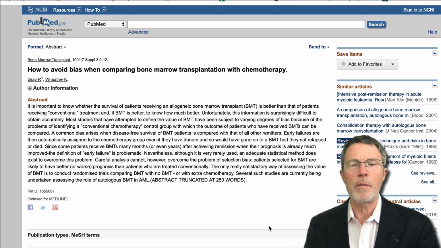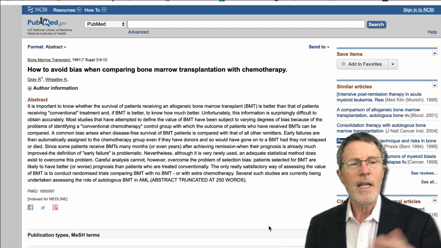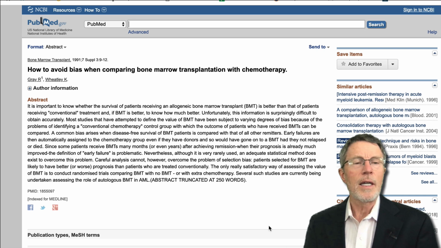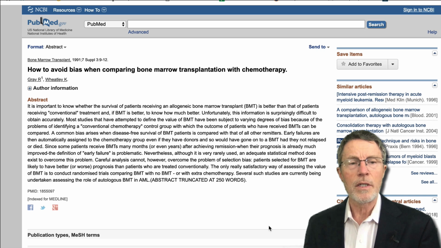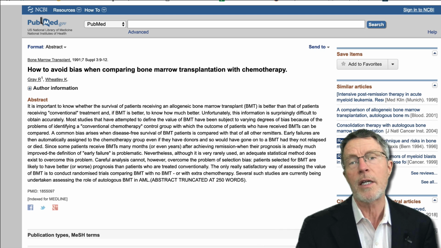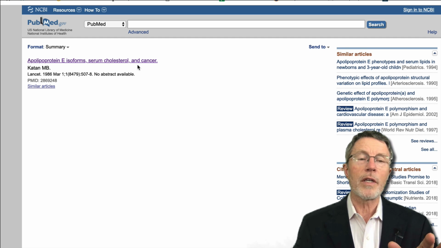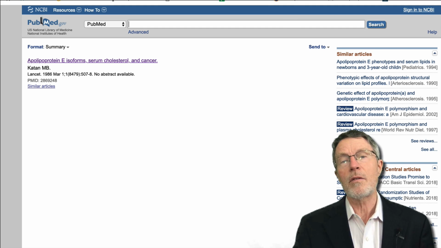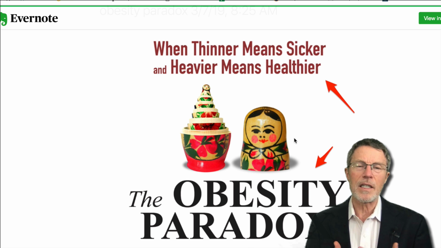But let's go back a little bit more into the history of Mendelian randomization. It's credited to these two authors, Gray and Wheatley. And as you can see, they're not so much epidemiologists as they are bone marrow transplant guys. They came up with this idea on how to avoid bias when comparing bone marrow transplantation with chemotherapy. Actually, there was an author before that, Katan, more in the prevention area, talking about apolipoprotein E isoforms and cholesterol and cancer. Again, I'm not going to go into either of those studies right now. I'm going to talk more about the whole concept of Mendelian randomization.